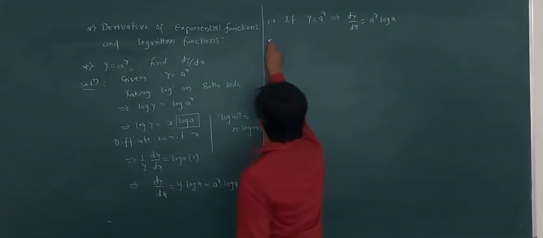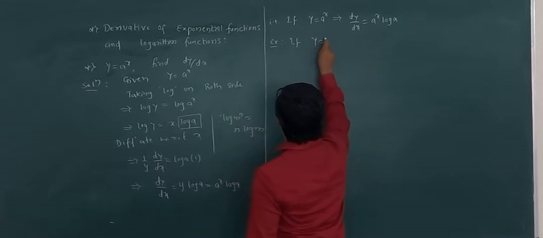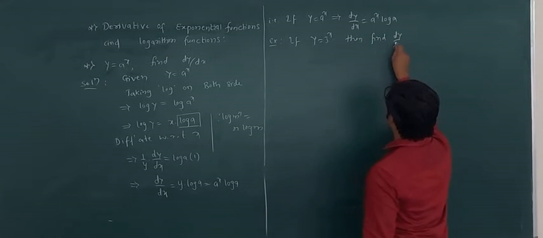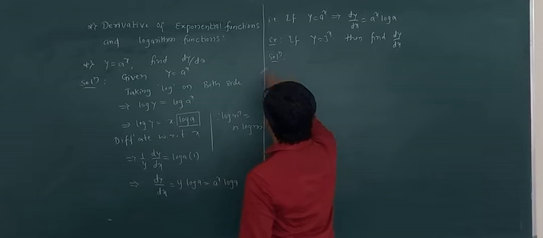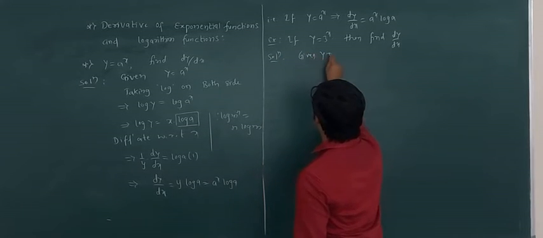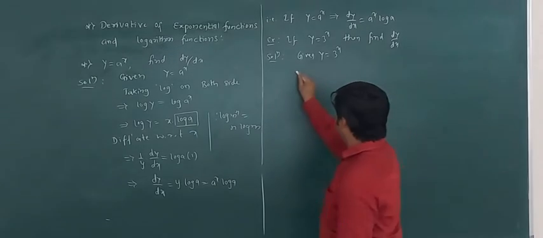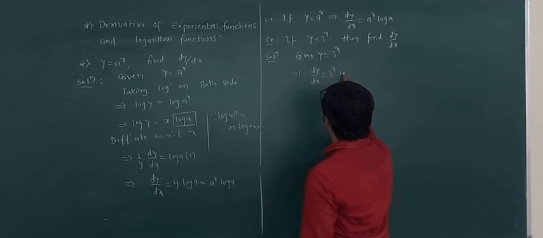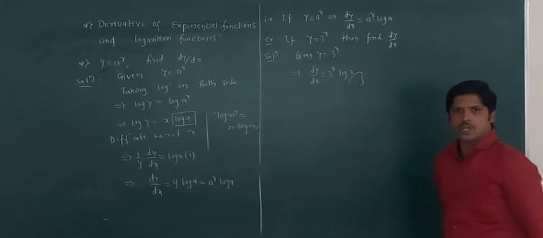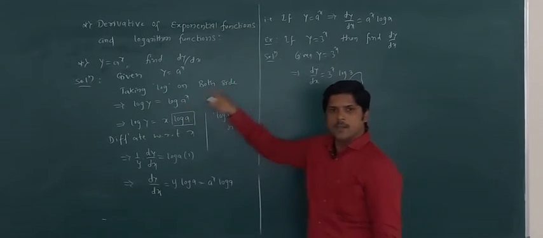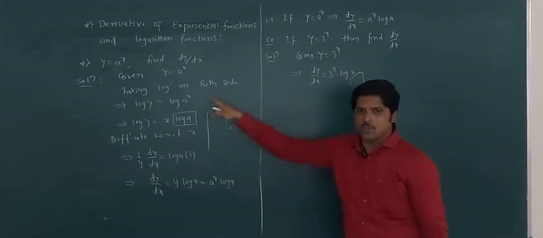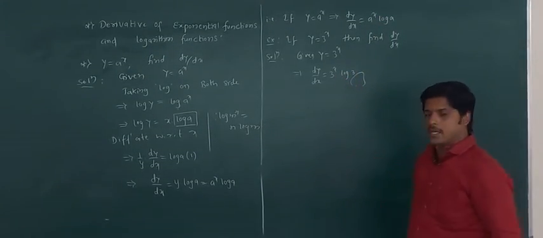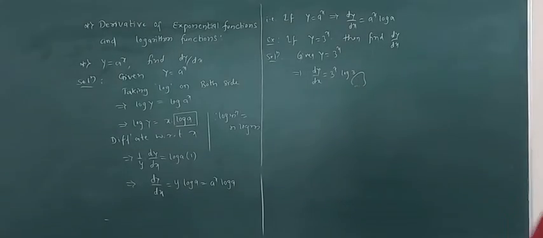Okay. For example, consider, if y equal to 3 to the power x, then find dy by dx. So the solution of this example: given y equal to 3 to the power x, then dy by dx equal to 3 to the power x into log 3. This is the solution, because in place of a we have 3, x as it is. So therefore, by using this formula, a to the power x into log a, that is 3 to the power x into log 3. So this is the solution. Note it down.